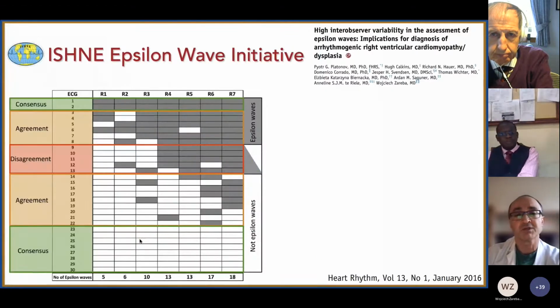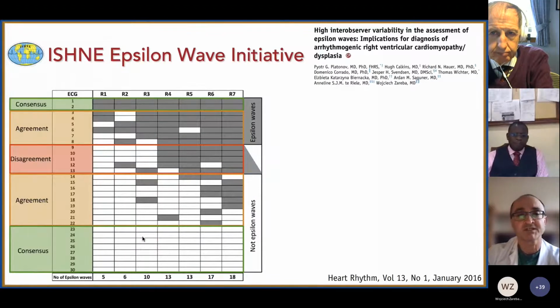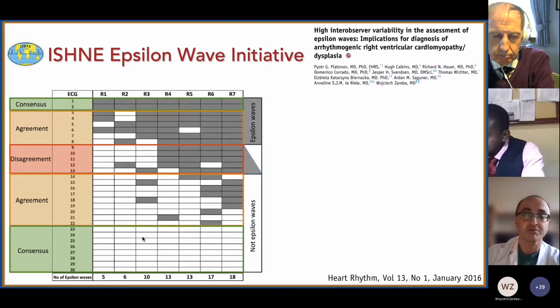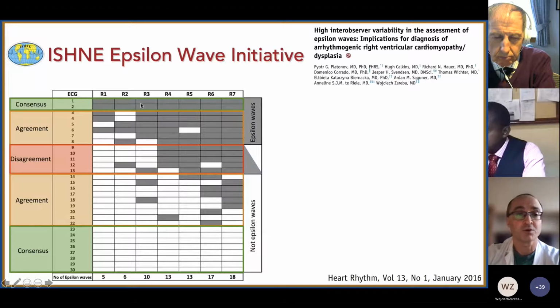So what we did a few years ago is that a few experts representing different ARVC registries worldwide were asked to label ECG patterns in leads V1 through V3 by saying whether it represents an epsilon wave or not. A simple binary question. In the end, there were a few cases where there was consensus between 7 reviewers that the pattern was an epsilon wave. In 8 additional cases there was consensus that it was not epsilon. And then there were quite many cases where there was no consensus.